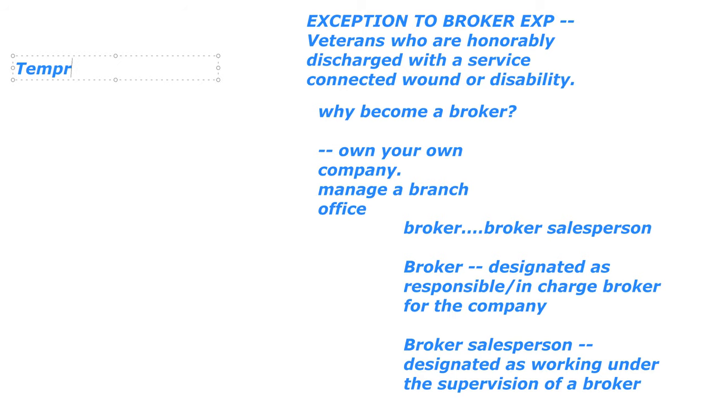So, temporary broker's license in New Jersey, okay? Because sometimes the broker dies. So what happens when the broker dies? There's two things that'll happen. Number one, typically in the real world scenario, there's at least one other broker in the company. I will tell you this, there are very few companies I know of in New Jersey that don't have at least one broker salesperson in the office.